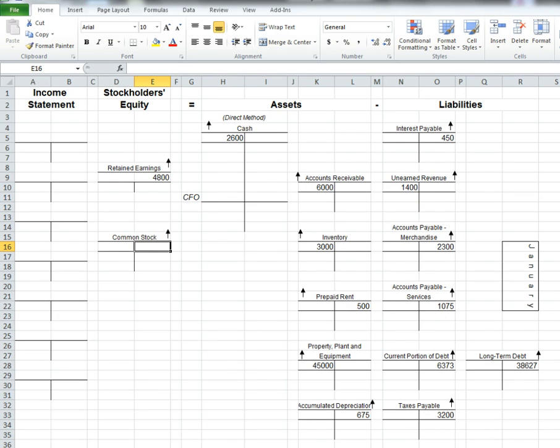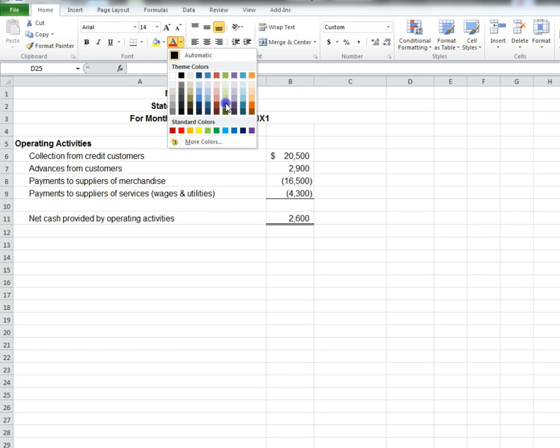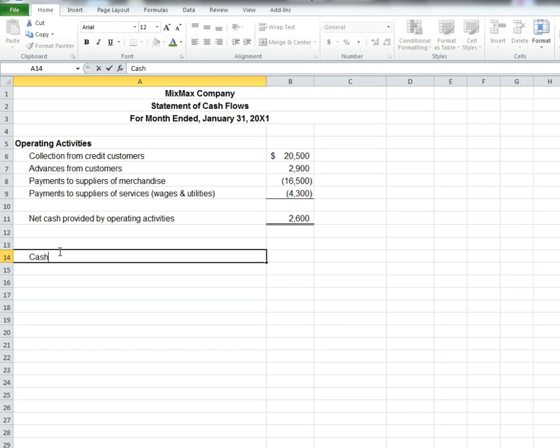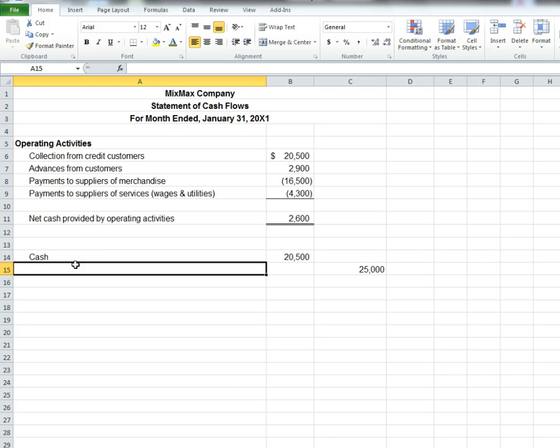Okay, let's take a peek at the cash flow statement. So we have a collection from credit customers. Well, what would the journal entry have been when that happened? This in green will show. Cash would have come in, $20,500. And then we also would have had a credit. Now this is from credit customers, so we've already made the sale. Since we've already made the sale, this is a collection of accounts receivable. The sale already took place. This is just recording the collection of the account. So cash collected from credit customers would look like this.